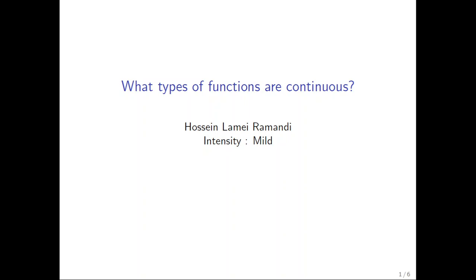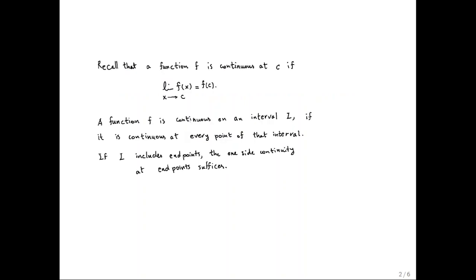Let's recall some definitions and facts. Recall that a function f is continuous at c if the limit of f of x at point c is f of c. A function f is continuous on an interval I if it is continuous at every point of that interval. If I includes some endpoints, then only one-sided continuity at that endpoint suffices.